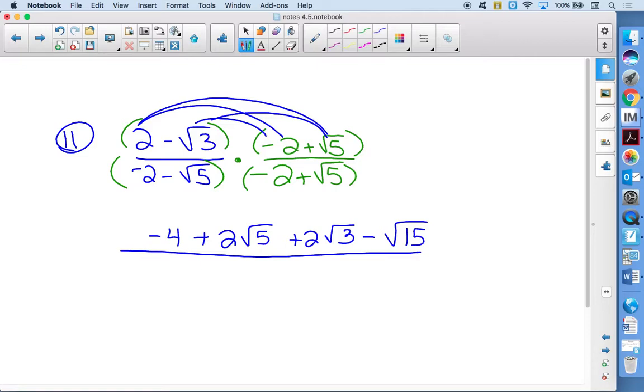Okay, so the top is FOILed. There's nothing else you're going to do with the top. It's done. You FOILed it, you're done. You can't combine anything together. So see if you can FOIL the bottom. Get the square roots to cancel, and then you should just have a number left.